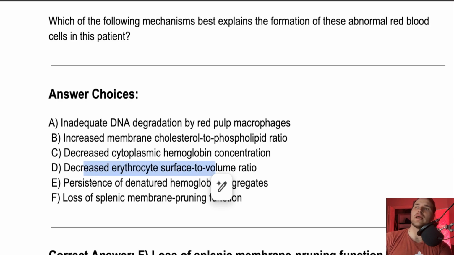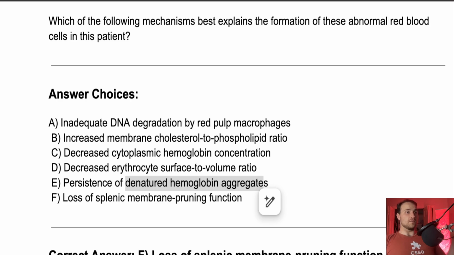Denatured hemoglobin aggregates. What about these denatured hemoglobin aggregates? Those would cause the Heinz bodies. Those are seen in G6PD deficiency, not the target cells. So surface to volume ratio goes up, which causes target cells in liver disease, thalassemia, asplenia, and the mechanism is excess membrane folding due to a lack of the membrane pruning by the spleen.